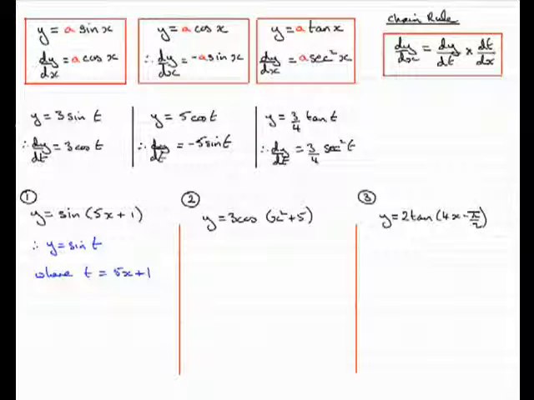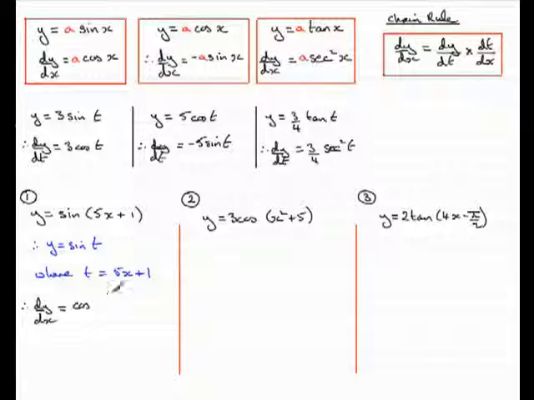So what have we got? Well, by the chain rule, if we're going to find dy by dx, we can say that dy by dx is going to be dy by dt first of all times dt by dx. Well, let's have a look at dy by dt. We've got y equals sine t, so we can easily find dy by dt. Dy by dt will be equal to cos t. So we can just write cosine there, t.